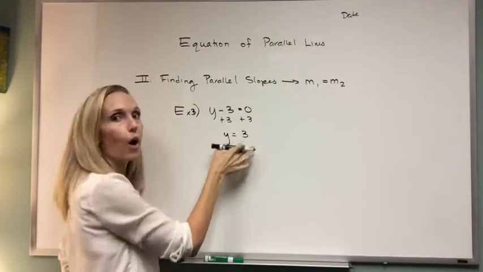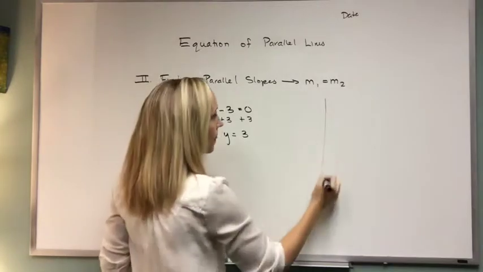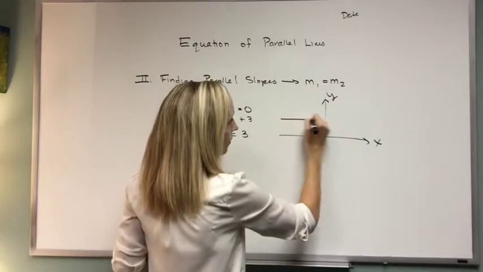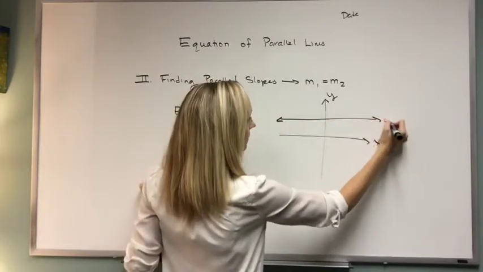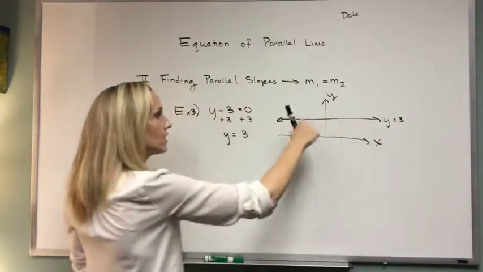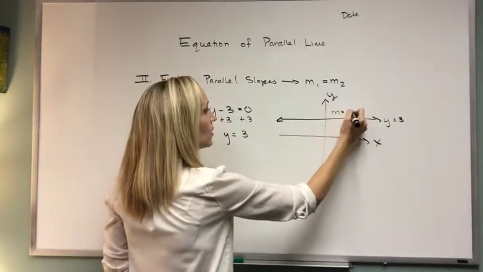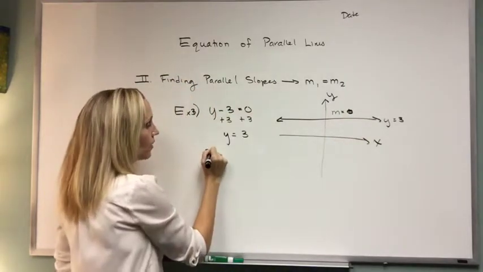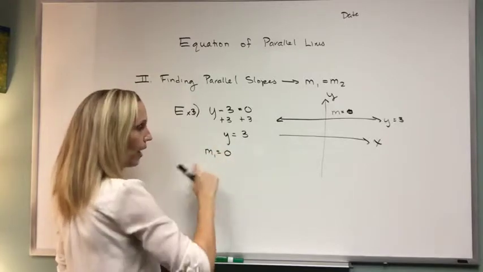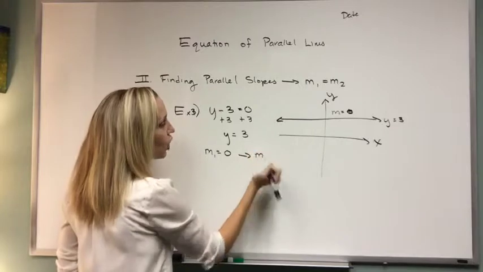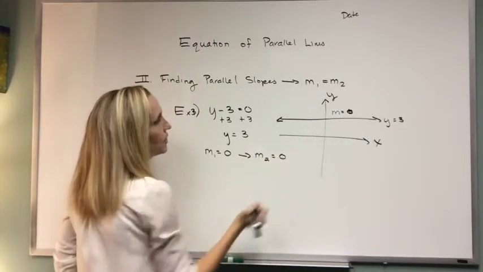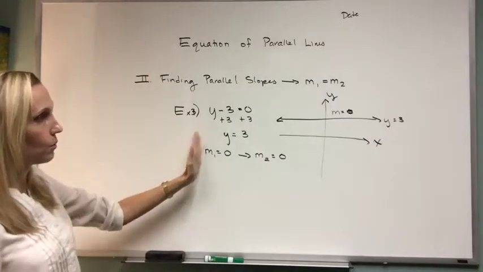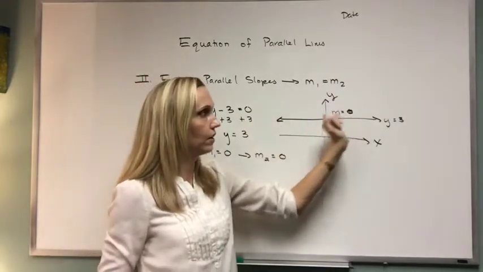Now remember, whenever we have y equals and there's no x, we know that it's going to intersect our y-axis at 3. So we have a horizontal line. And when we have a horizontal line, what is our slope? Our slope is 0. So for a horizontal line, the slope is 0. So m1 is 0. Therefore, the slope of the line parallel to it must also be 0. Isn't that fun? So remember, whenever it's y equals, it's a horizontal line, and since you can walk on the line, you have a slope of 0.